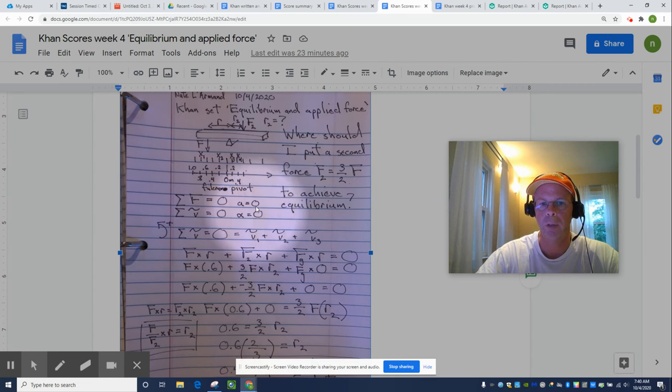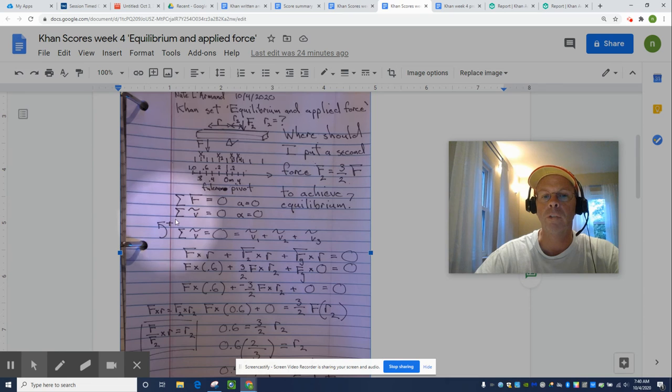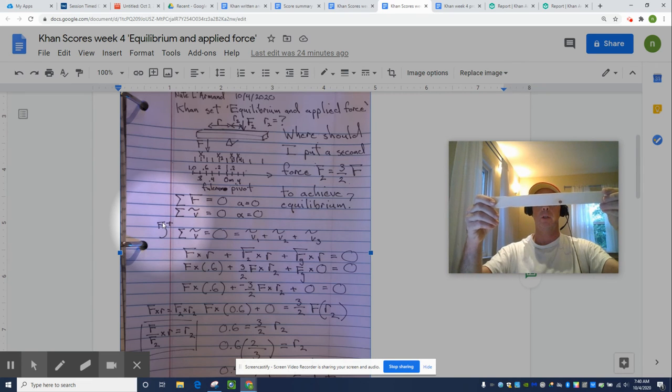And if there is equilibrium, that is, if there's no acceleration, you could say the sum of the forces is zero. And if there's no angular acceleration, if there's no twisting acceleration, you can say the sum of the torques equals zero. This is the traditional sign convention, like I said.